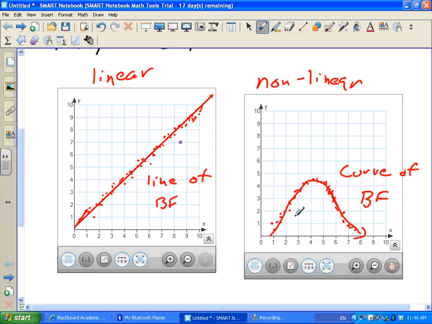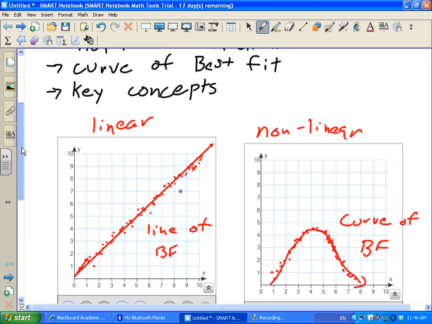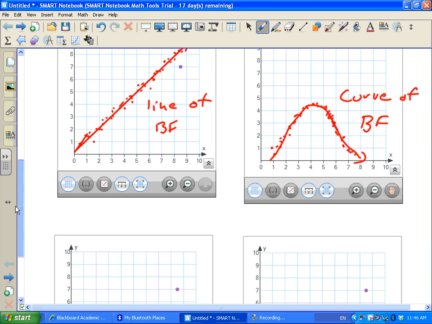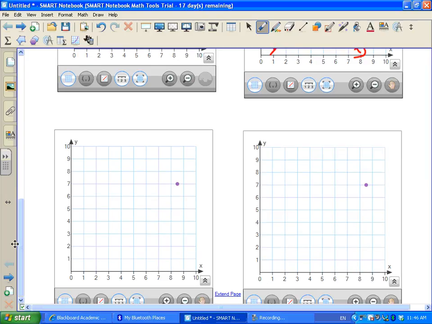Remember your y equals mx plus b. Those are linear relationships, and we have a line of best fit. Today we're going to start talking about nonlinear relationships and curve of best fit. Okay? So we've seen the difference between the two. Let's go back up to the next thing. Okay. So with that being said, I'm going to make a little bit of stats here.